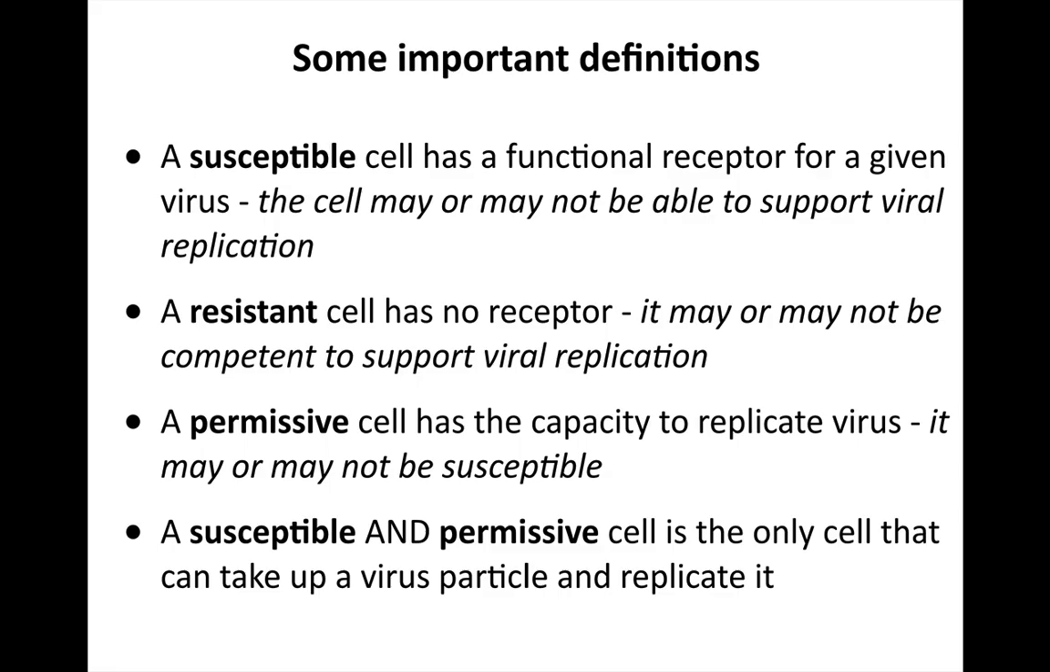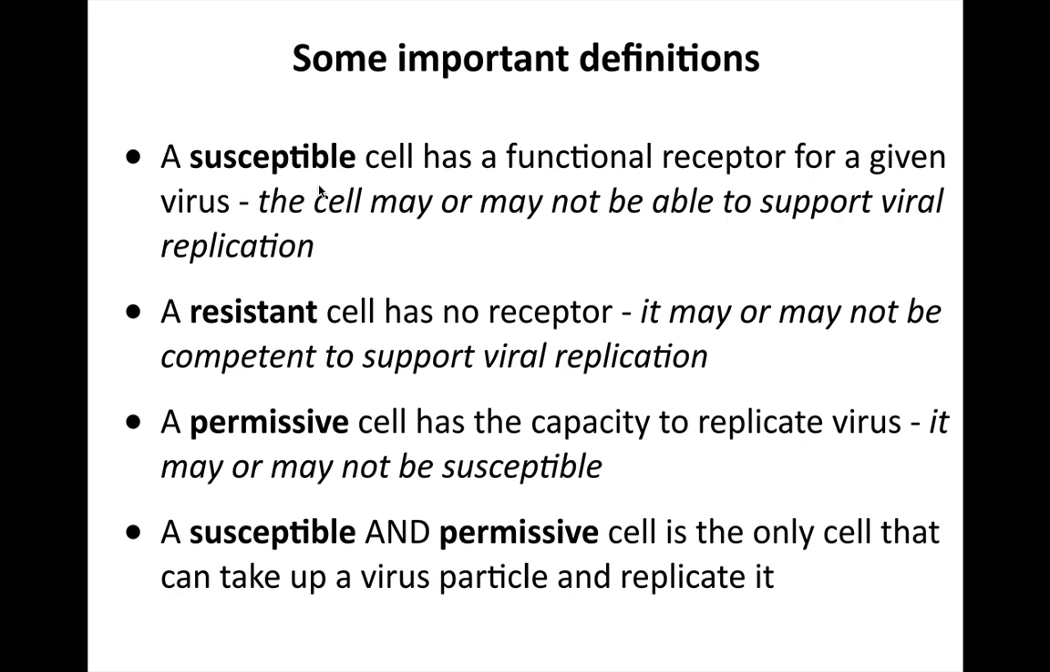Now, we need to put some definitions up very early on because I use these terms over and over again in this course, and you need to be familiar with them. First, the term susceptible as applied to a cell. When I talk about a susceptible cell, I'm talking about a cell that has a receptor for a particular virus. If I talk about cells susceptible to poliovirus, I'm talking about cells that have a receptor for that virus. Cells susceptible to influenza virus have a receptor for that virus, and so on.